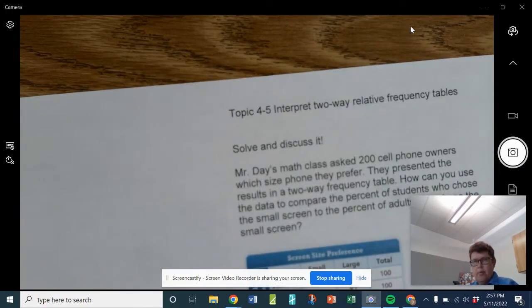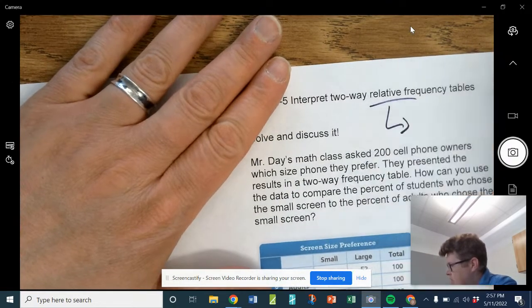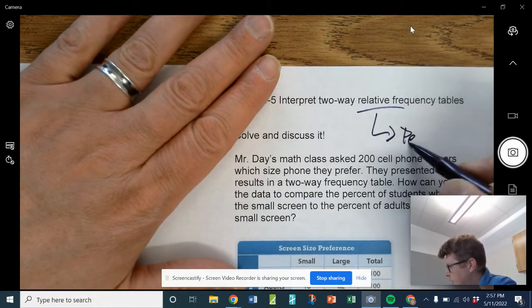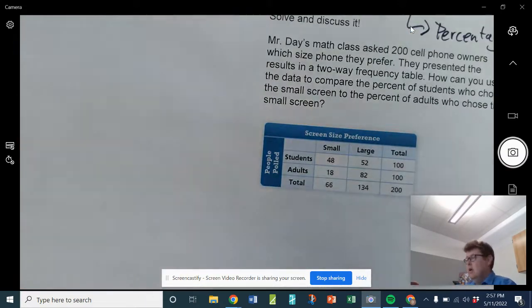Okay, so we are talking about relative two-way frequency tables today, or two-way relative frequency tables. The only change between this and the last lesson is that we are taking percentages of these tables. So that's really the only new thing of this, right?